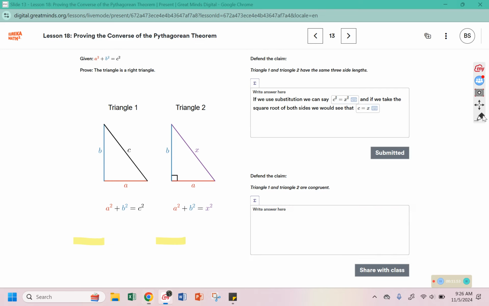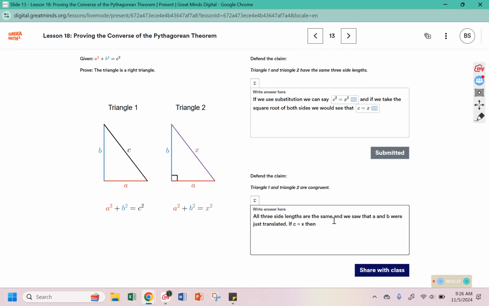Triangle 1 and triangle 2 are congruent. We have to defend that claim. All 3 side lengths are the same, and we saw that A and B were just translated. If C is equal to X, then we know that because rigid motions preserve distances, these triangles are congruent. They are the same. We can map one onto the other.